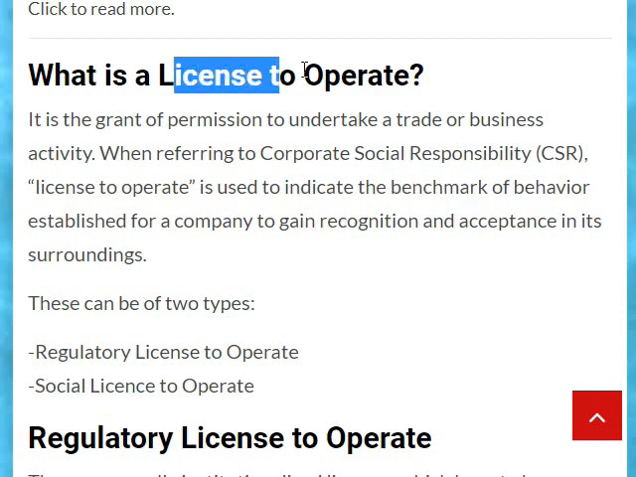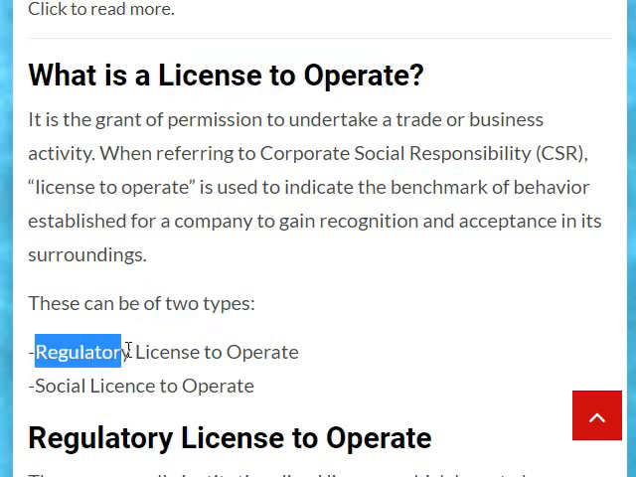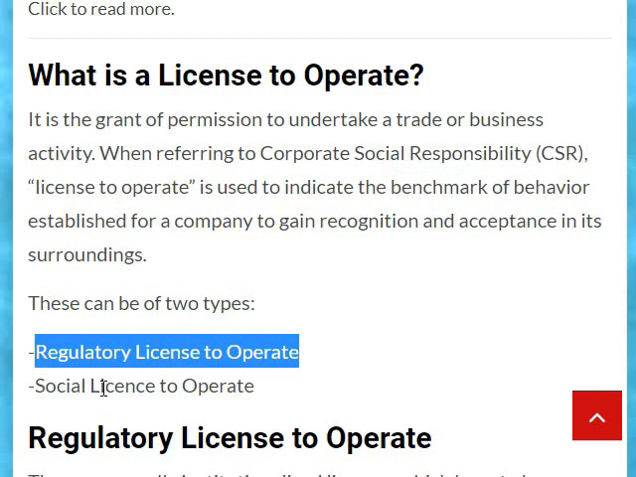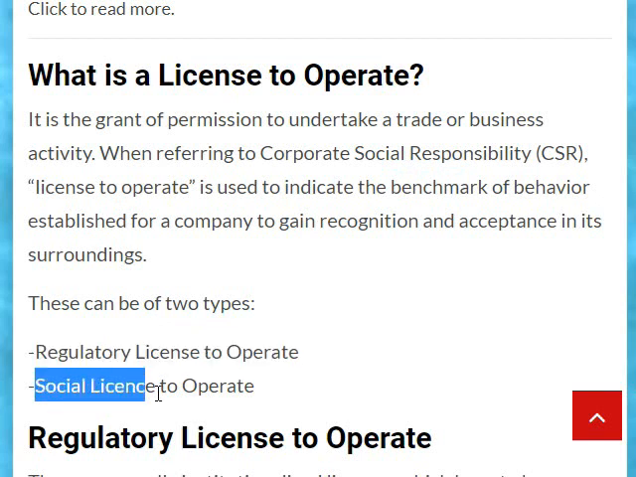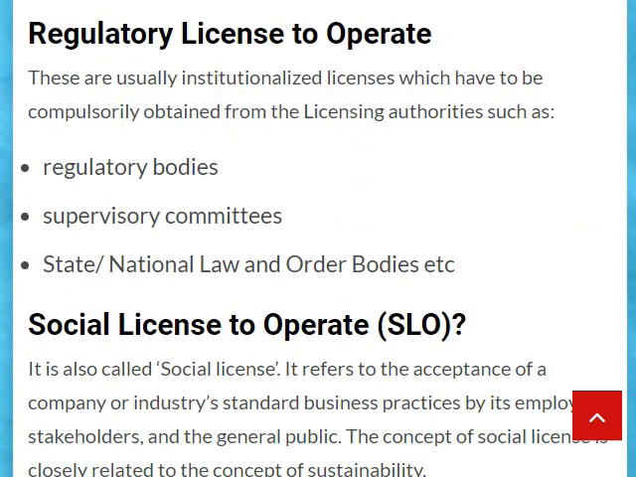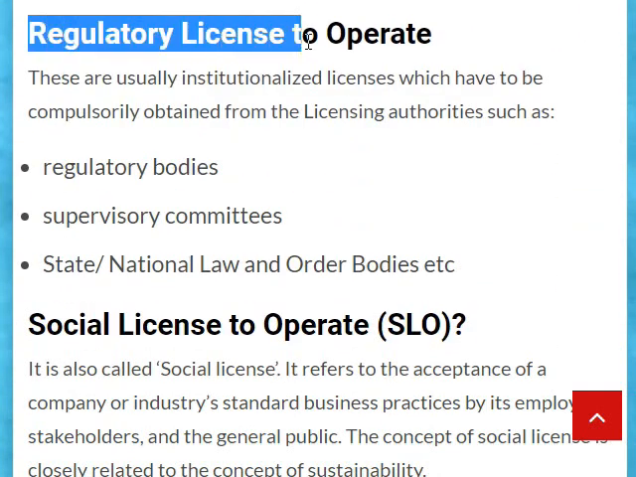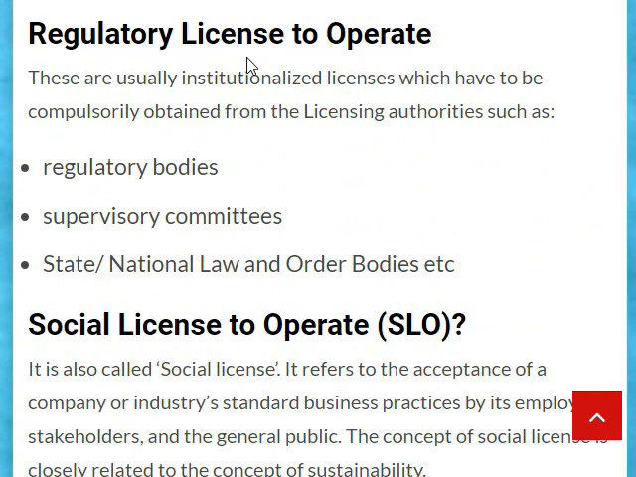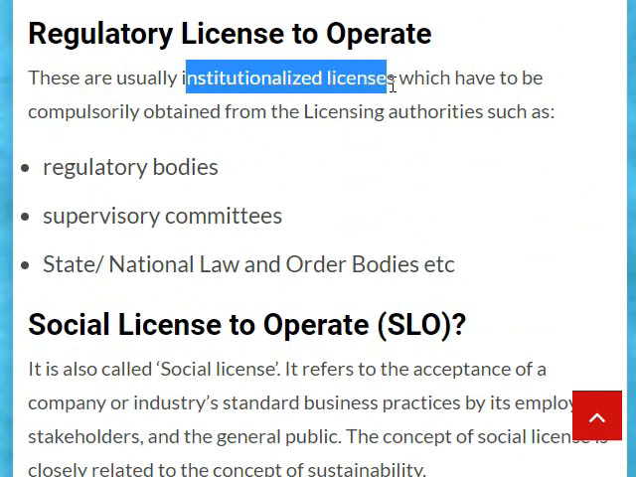Now, this license to operate is of two types. The first is regulatory license to operate and the second is social license to operate. Let us first understand what is a regulatory license to operate. A regulatory license to operate is usually used in a more formal sense. These are usually institutionalized licenses.